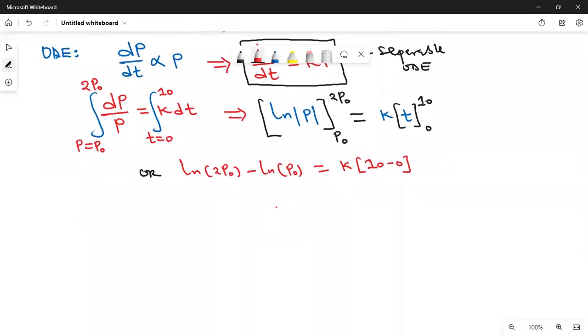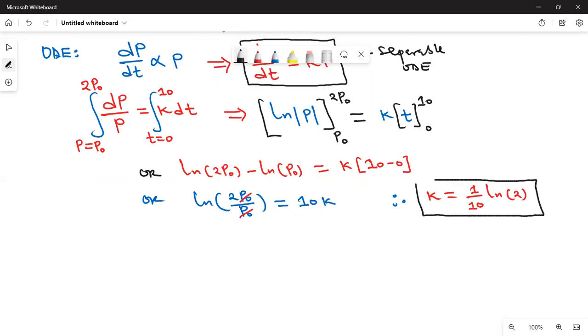On the left hand side, let's apply the second law of logarithms. So you can write log of 2p₀ over p₀ is equal to 10k. Therefore, the value of k here will be equal to 1 over 10 times log 2. Remember, the p₀ will cancel with the other p₀. So we have that as the value of k. I can bracket this again. That is the constant of proportionality, and the value is positive. That means this population is growing.